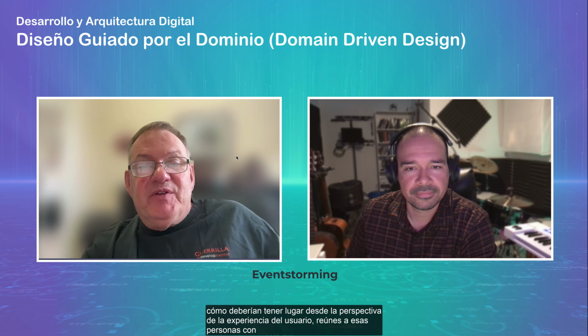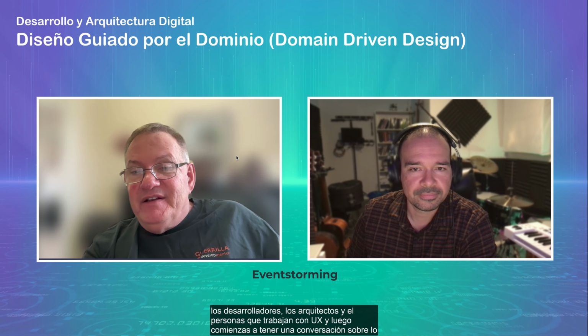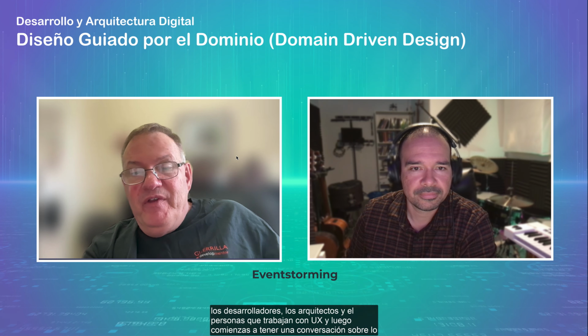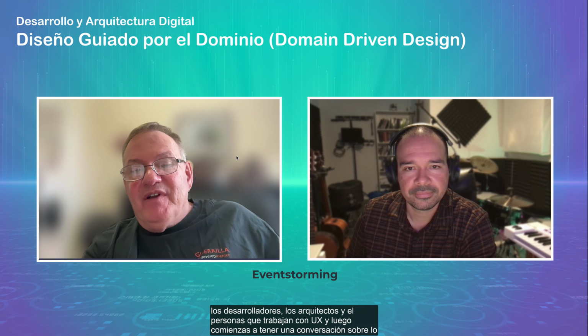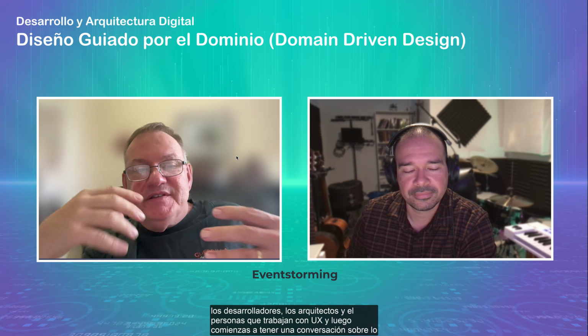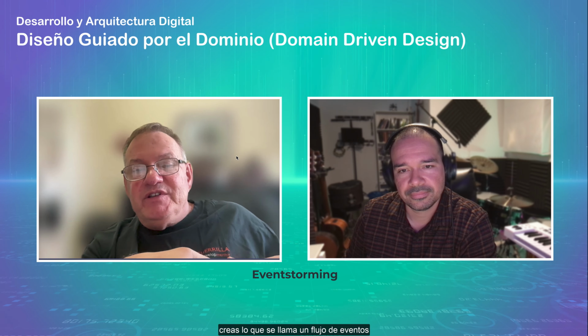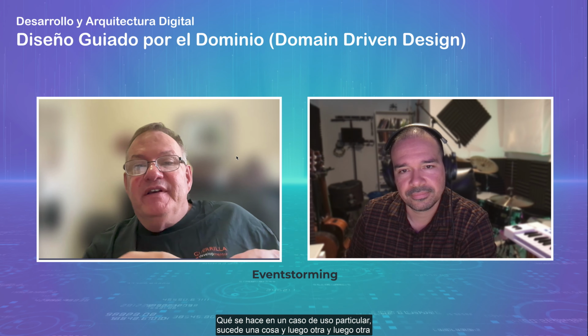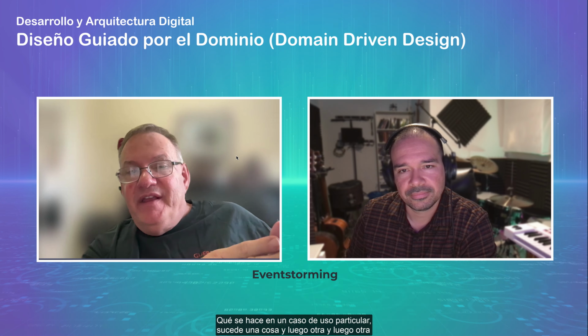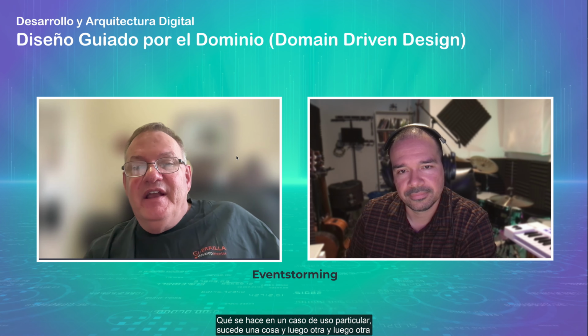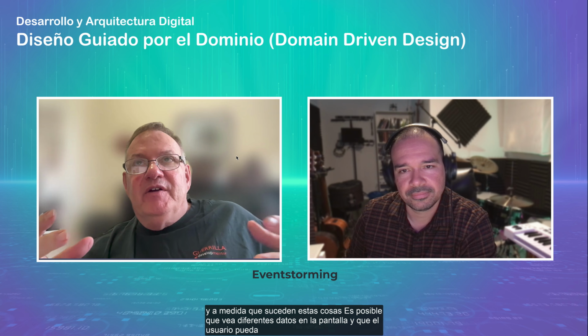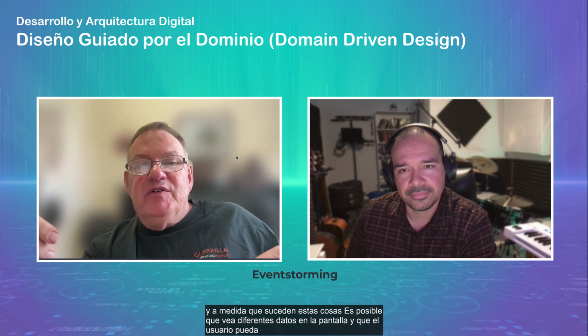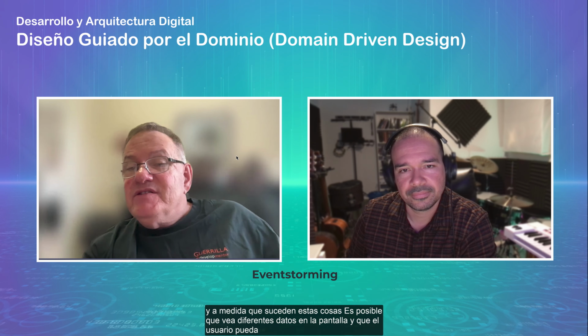You get those people together with the developers and the architects and the UX people, and then you begin to have a conversation as to what the system should be doing. You create what's called a stream of events. For a particular use case, you have one thing happen and then another and then another, and as these things happen, you might see different data on the screen. That the user might take different actions, right?